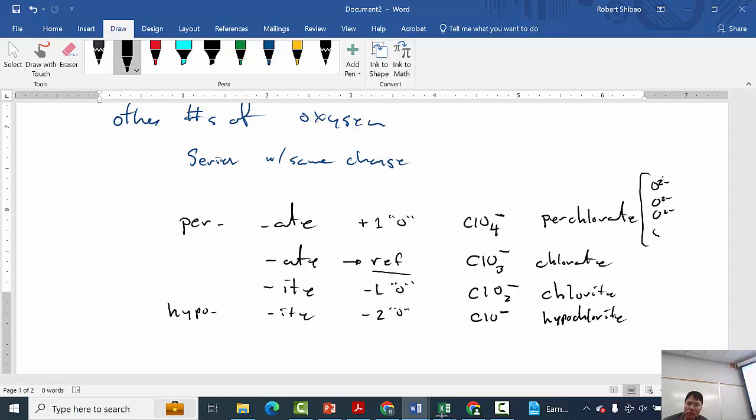And so I have 4 of those. If I look at the net negative charge, this minus 2 times 4 is going to give us minus 8. And then I have 1 chlorine at plus x. And so minus 8 plus x has got to equal minus 1, the overall charge. So what is x? Plus 7. And so we call x Roman numeral 7.